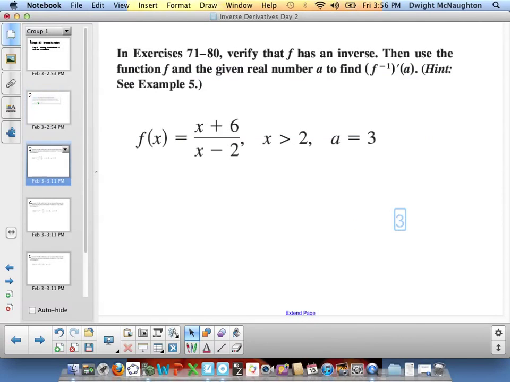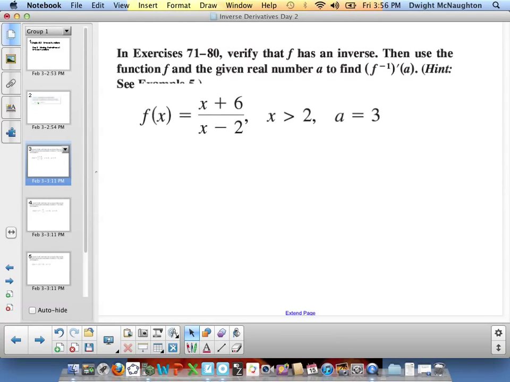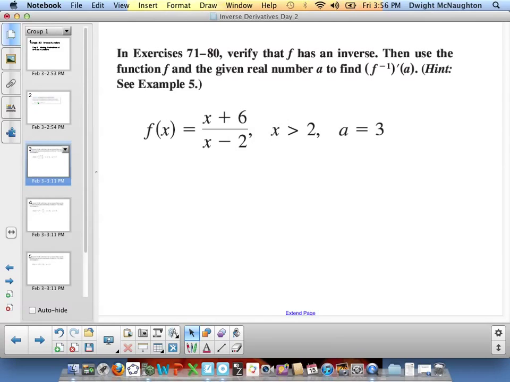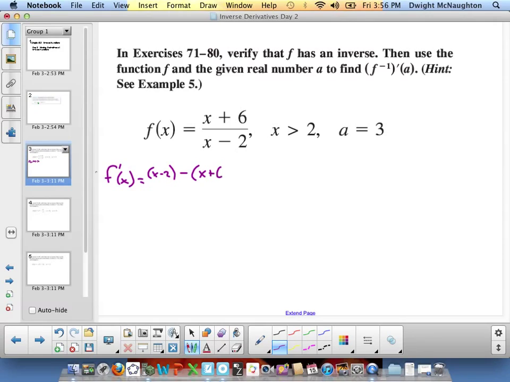So here's how this works. Verify that it has an inverse. Look to see it's monotonic, meaning always positive or always negative. We'll do that first. We'll take the derivative, f prime: bottom, derivative of the top, minus top, derivative of the bottom, over bottom squared.